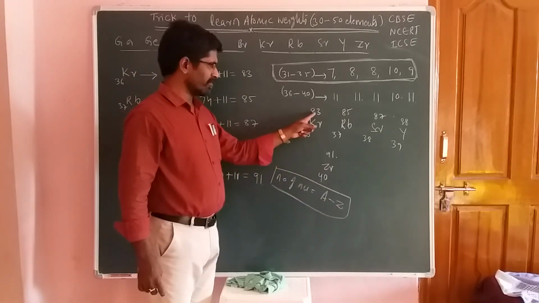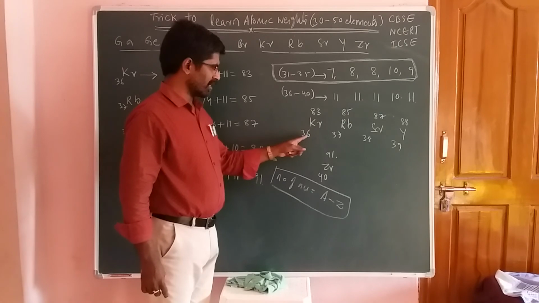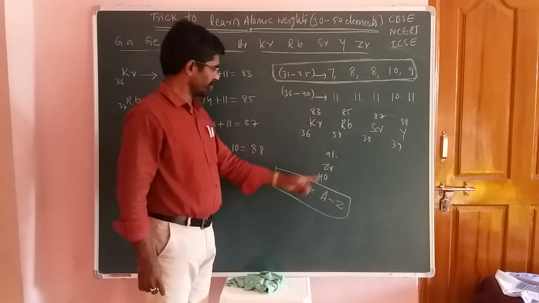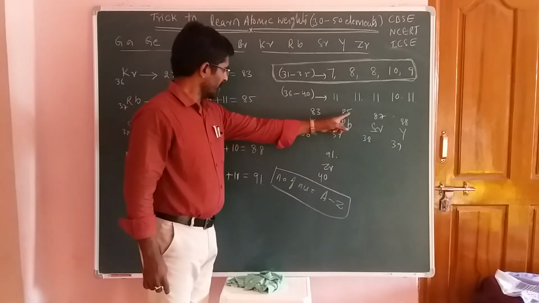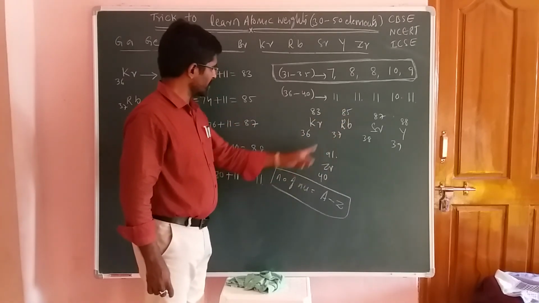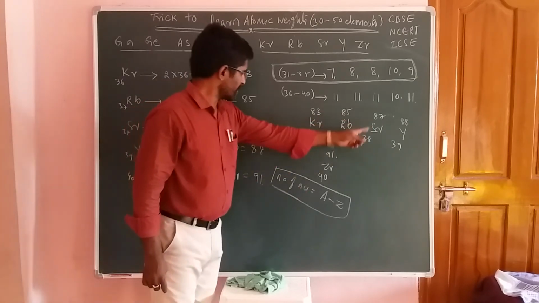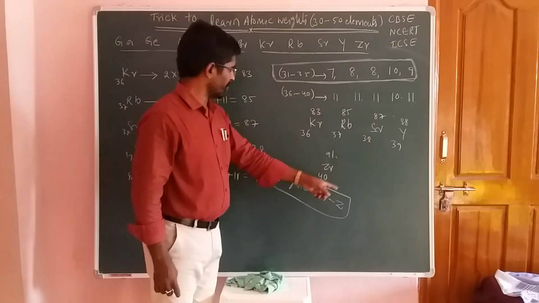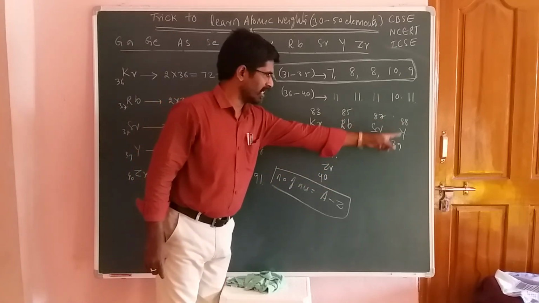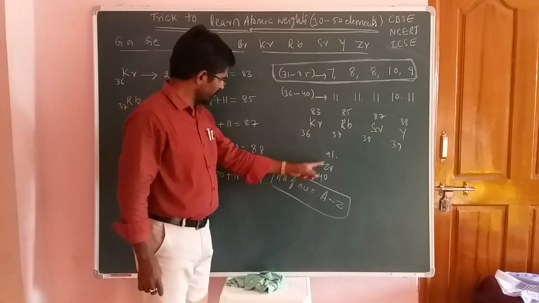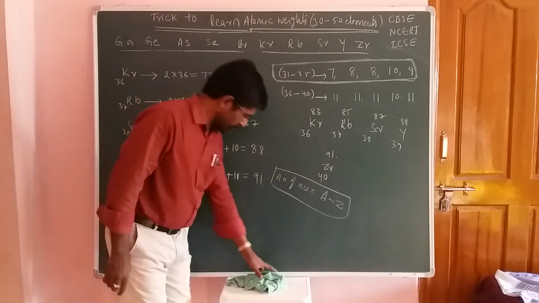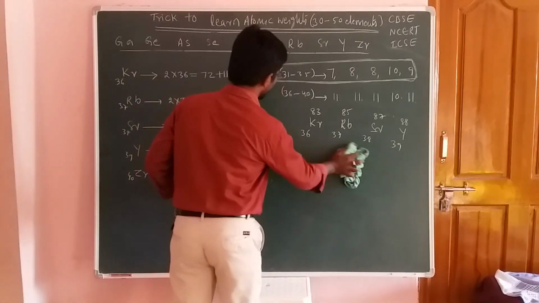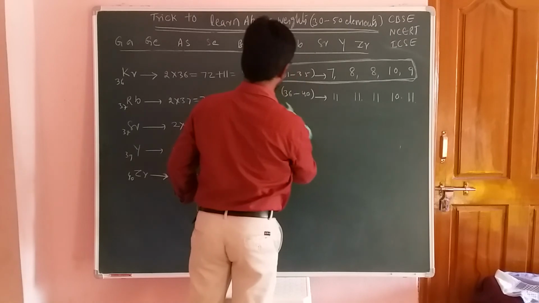For krypton the mass number is 83 and 36 is the atomic number, so you substitute these values and find the number of neutrons. For rubidium, 85 minus 37. For strontium, 87 minus 38. For yttrium, 88 minus 39. For zirconium, 91 minus 40. These are the questions you should complete for solving the number of neutrons.